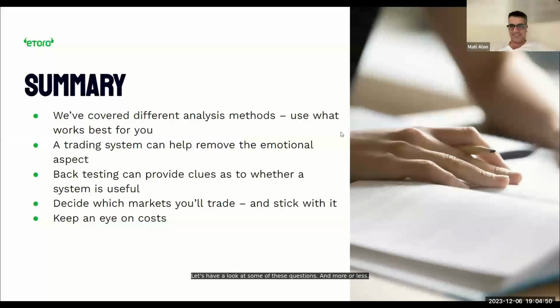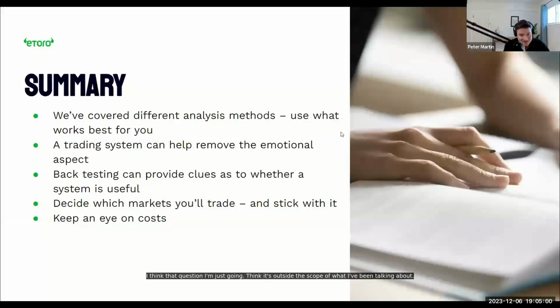Yeah. Let's have a look at some of these questions. I think that question is outside the scope of what I've been talking about. So I will move on to see if I can find something a bit more relevant.